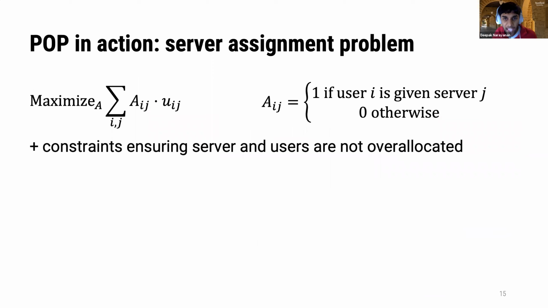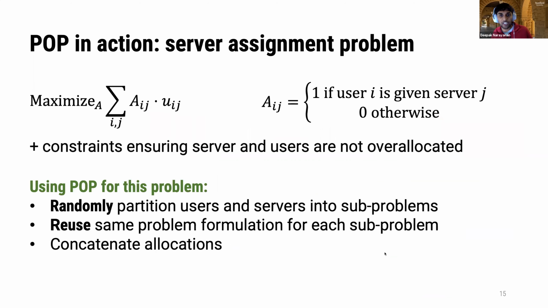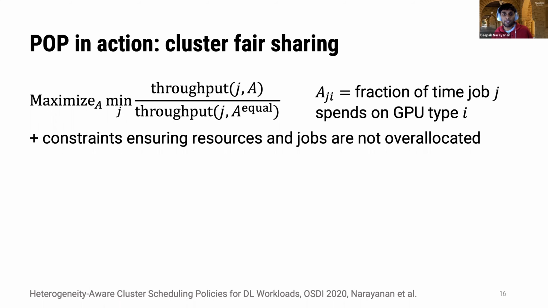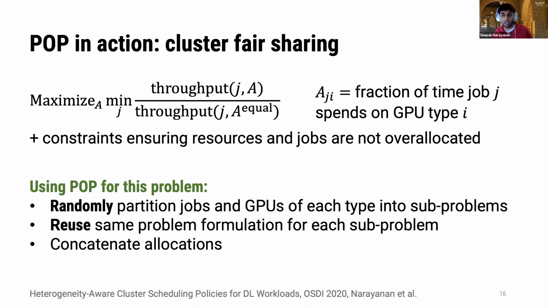Thus, to recap, using POP for this server assignment problem is simple and consists of 3 steps. First, we randomly partition users and servers into subproblems. Then we use the original solver and problem formulation for each subproblem, and then we concatenate the resulting allocations. We can do something very similar for the fair sharing policies used in Gavel from OSDI 2020.